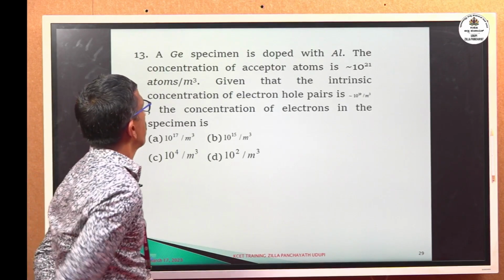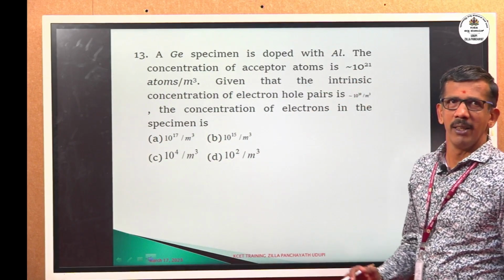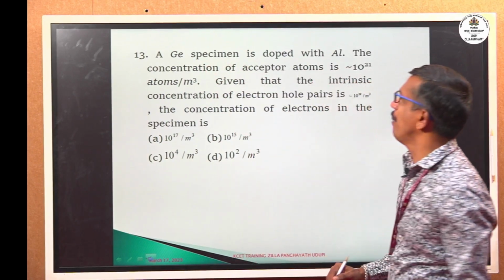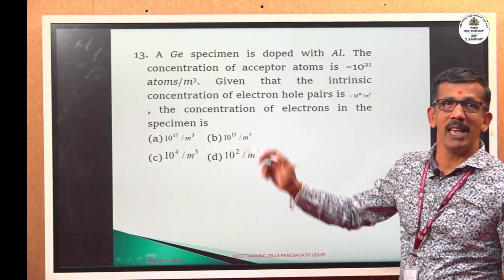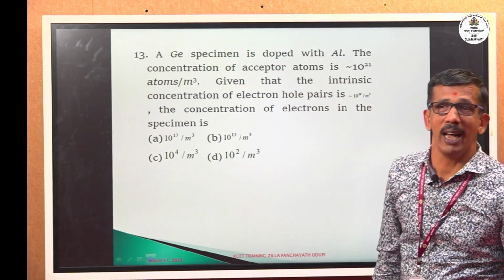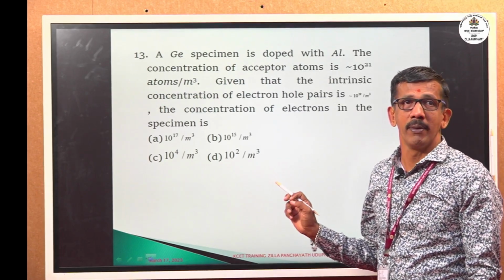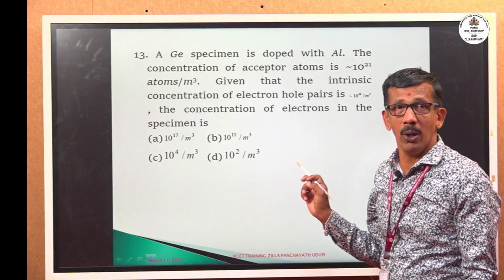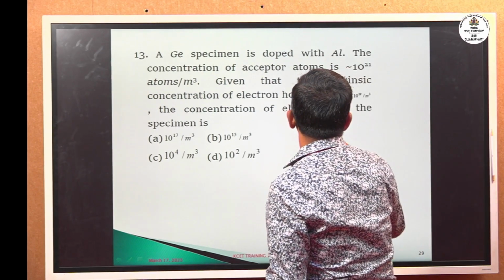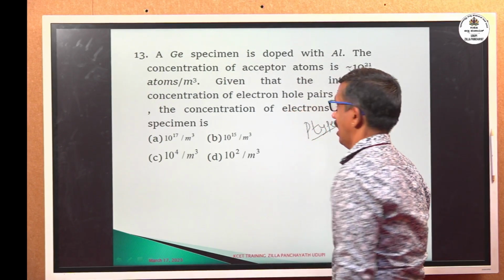A germanium specimen is doped with aluminium. Just see here, germanium is a pure semiconductor, and aluminium is a trivalent impurity atom. So the resulting semiconductor is p-type. So it is an extrinsic semiconductor.